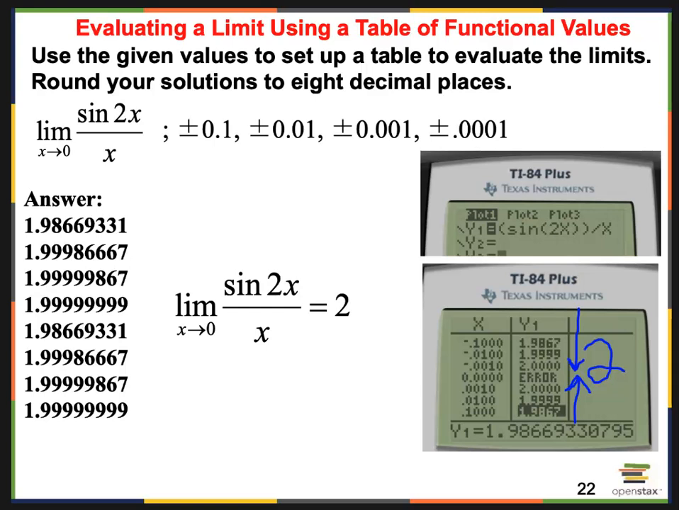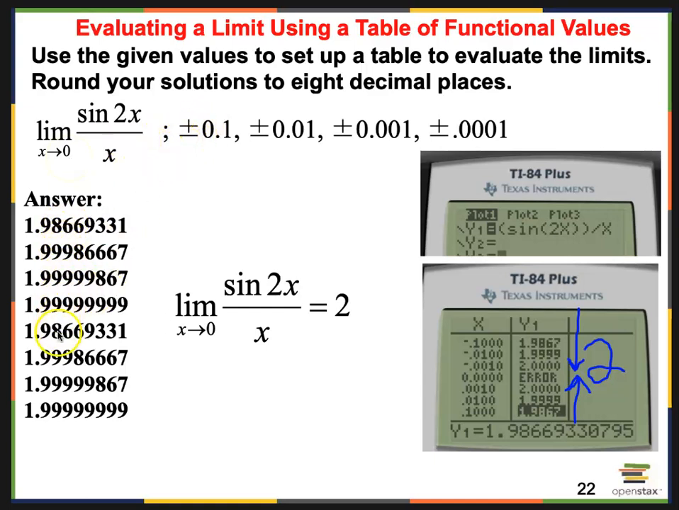Okay, let's look at another problem, and again, we'll use the calculator. You could also graph these. I would suggest trying that out. Use the given values to set up a table to evaluate the limits. Round your solutions to 8 decimal places. So again, you can plug these into your calculator, as the limit of sine 2x over x as x approaches 0 from the left and from the right.